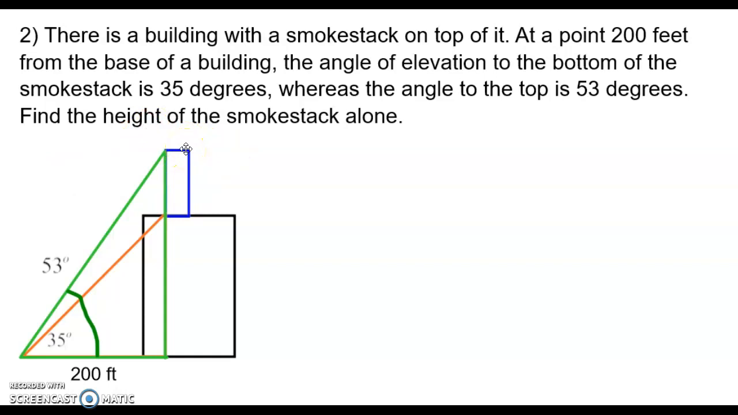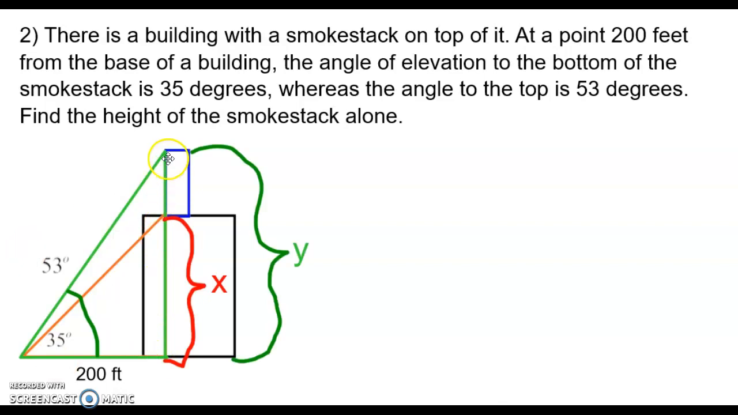We want to know the height of just the smokestack alone. So with these two triangles, I need to find their heights. I need to find the height of the building and the height of the entire thing before I can find the height of just the smokestack. So what we're going to do is find those heights. I'm going to label the height of the building as X and the height of the building plus the smokestack as Y. So the difference in those heights is going to be the height of that smokestack here.